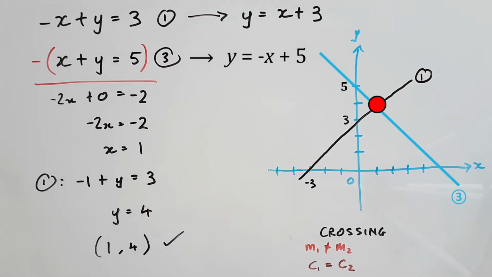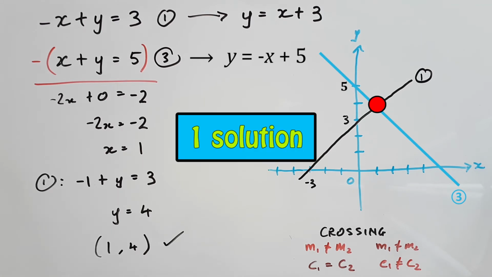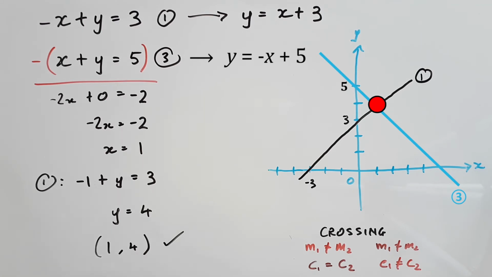So in summary, when your slopes are different and your y-intercepts are also different, there will be one intersection point only, but it will not be on the y-axis. And there is still only one solution for these two equations. Now let's look at a situation where the number of solutions change.